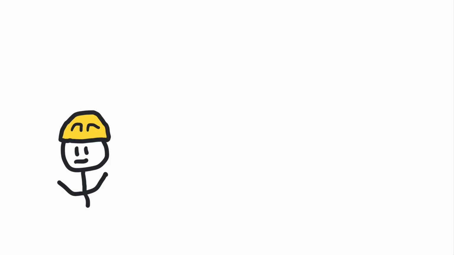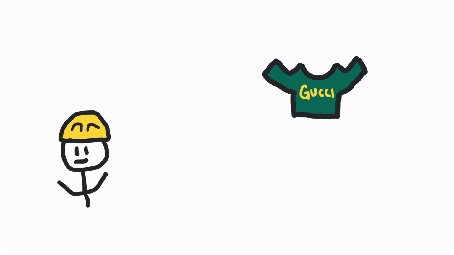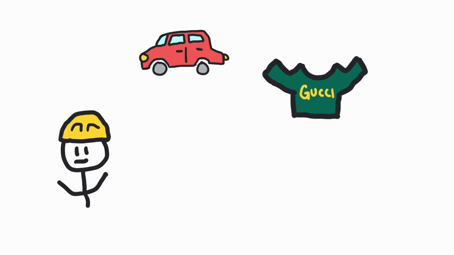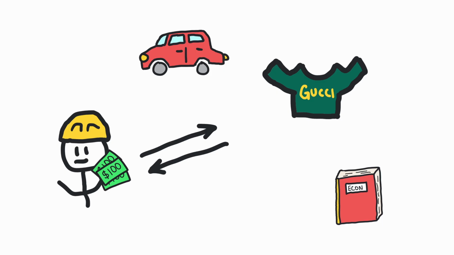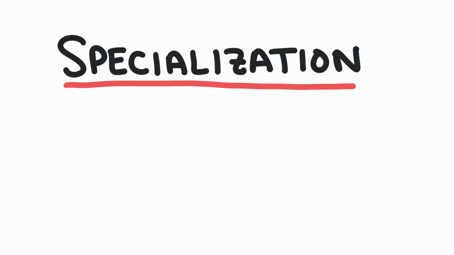The construction worker doesn't try to build houses, make his own shirts, fix his car, and teach his kid economics. He uses the money he makes at work to go out and trade for everything else that he needs. Companies and countries act in the same way. And today we'll learn about specialization and trade.